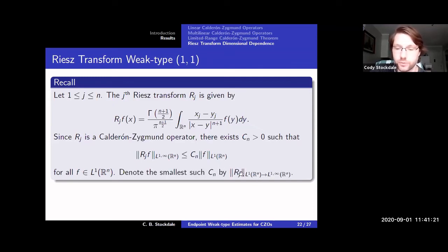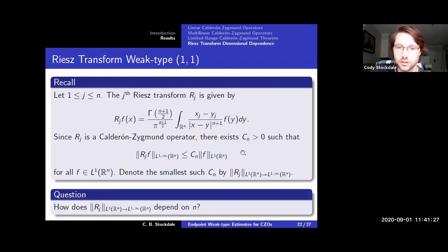And we're going to call this the weak type norm. So the norm of the Riesz transform going from L1 into weak L1. The question is, what is this constant? That's an unknown question that I think people agree is kind of hard. But in particular, how does this quantity depend on the parameter n?